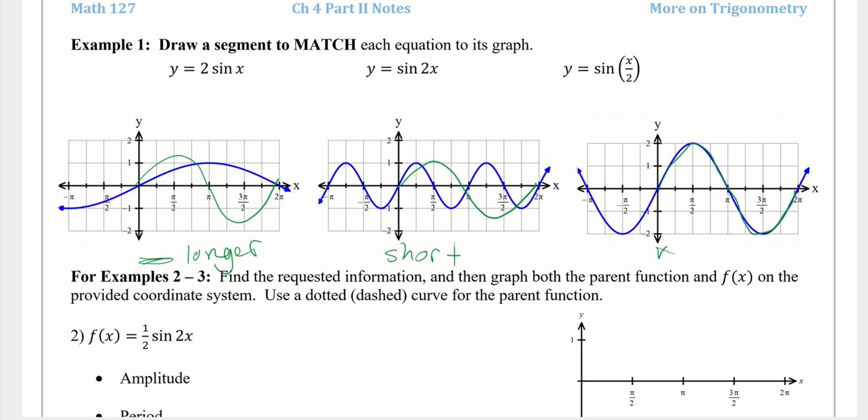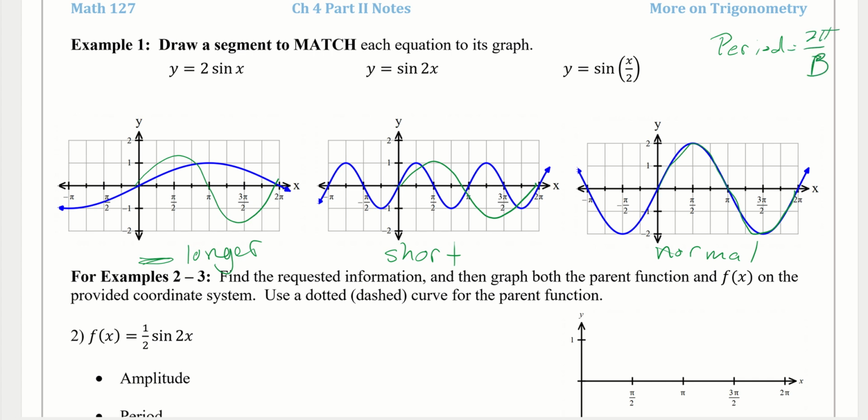So I would start with this one because I know that I'm going to look for my b value, and there shouldn't be a b value because if you remember, period is equal to 2 pi over b.